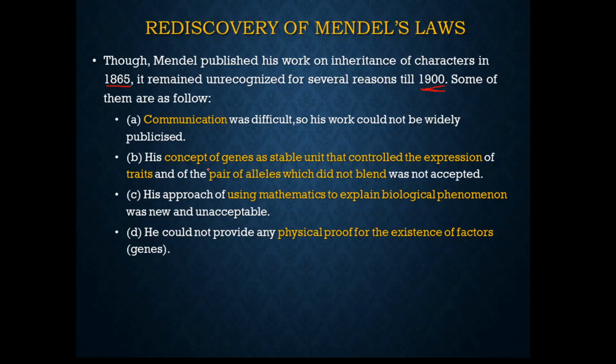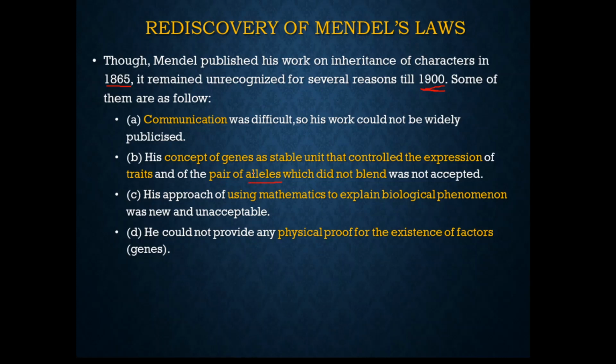And then there was his concept of genes as stable units that control expression. He was giving the concept of genes. He said there are factors which stably descend from the parents to the next generation, and during this descent they do not blend with each other. He also said that these factors occur in pairs, and he called them alleles.